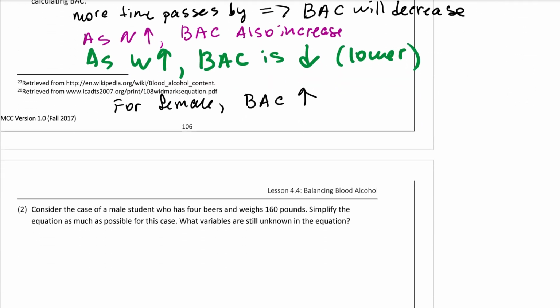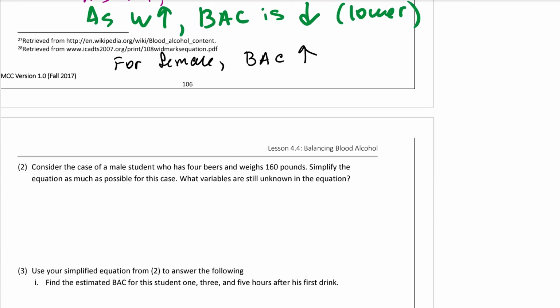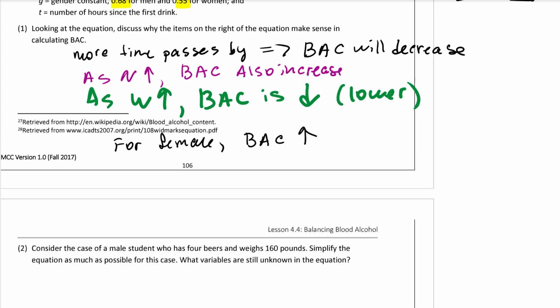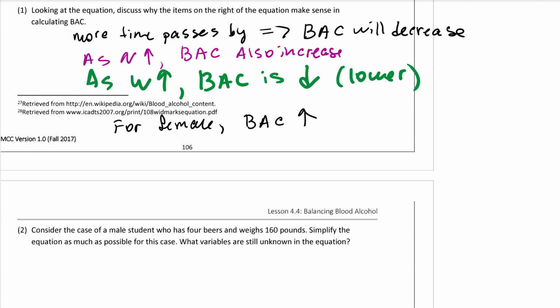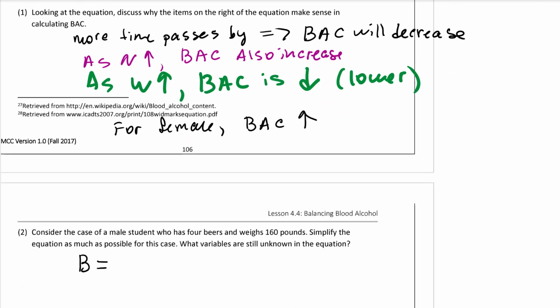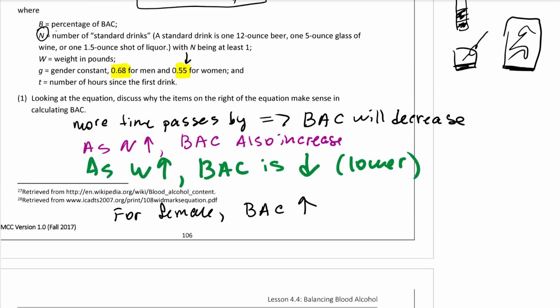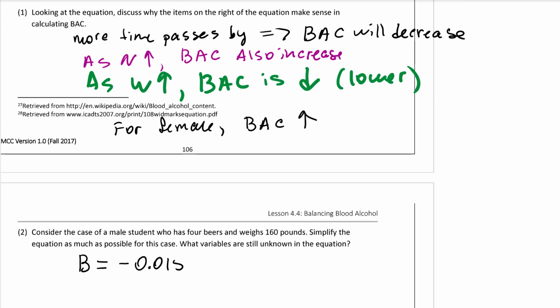Let's move on. Now let's apply this. Now we're going to do some math. Consider a case of a male student who has 4 beers and weighs 160 pounds. Simplify the equation as much as possible for this case. What variables are still unknown in this equation? Let's first copy the equation, and I'll give you a moment to substitute the numbers, and then you'll choose a multiple choice that will give us the simplified form of this equation.